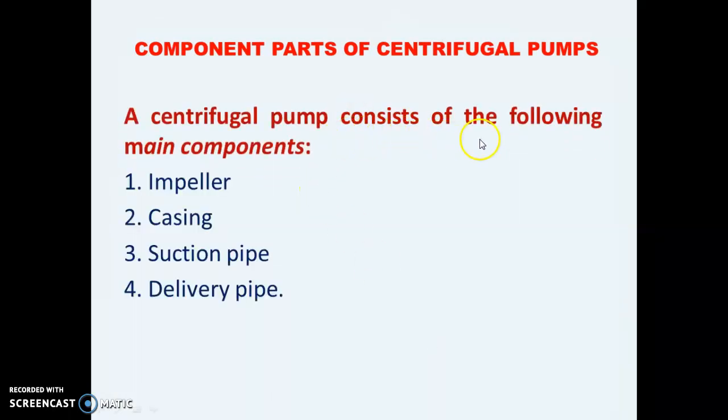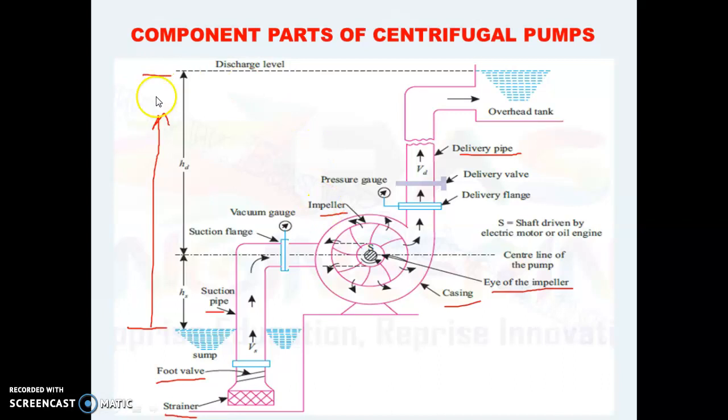A centrifugal pump consists of the following main components: impeller, casing, suction pipe, delivery pipe. Okay, this is the impeller. This vane like circular thing is the impeller. Okay, casing is the case which surrounds this impeller.